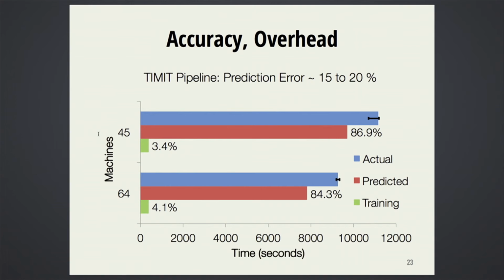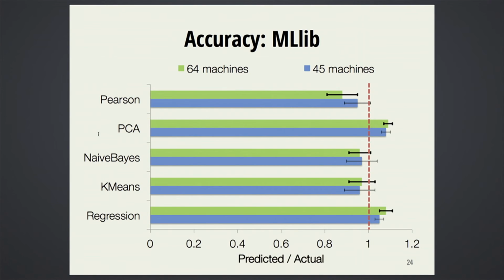More interestingly, we found that the training was pretty cheap. It took only within 5% of the overall runtime for us to train this model. And so we can use this as a low overhead prediction for the jobs that we're going to run. We also tested it on all of the MLlib benchmarks that I had shown you before, and we found almost similar behavior, where the error was within 15 to 20% of the actual runtime on 45 and 64 machines.